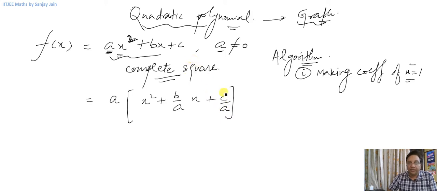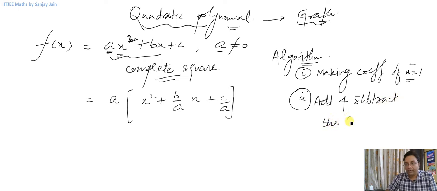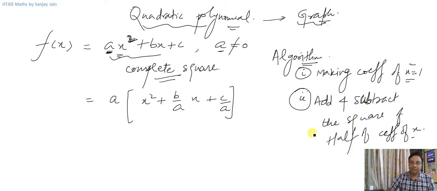The second step that I am going to perform here is I will add and subtract the square of half of the coefficient of x. What is the coefficient of x? It is b by a. So what is half of the coefficient of x? B by 2a. And what is the square of half of the coefficient of x? B by 2a squared.